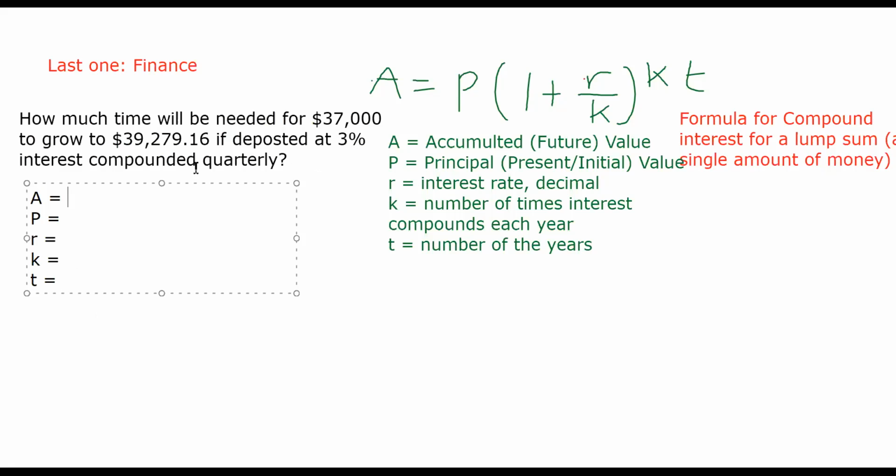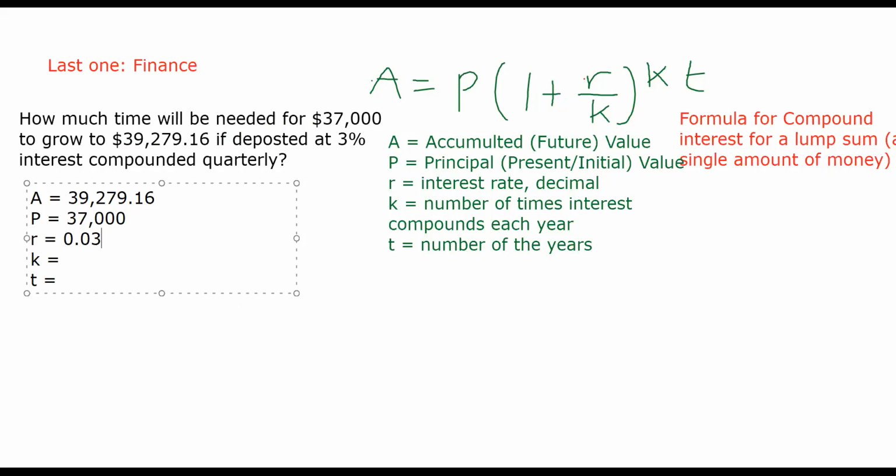And what this problem wants to know is how long will it take for $37,000 to grow into $39,279.16 at all these other factors. So the accumulated or future value is going to be $39,279.16. The present value is going to be $37,000. That's how much I'm putting away at the get-go at time 0.